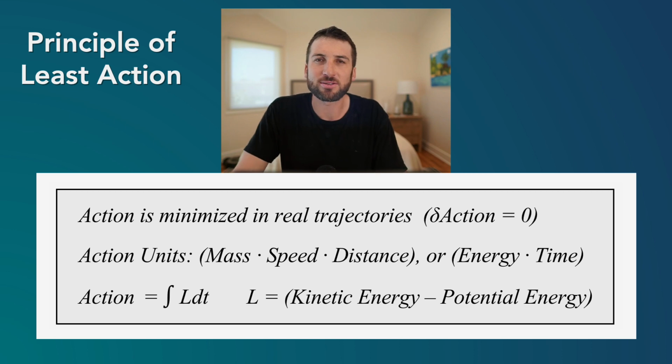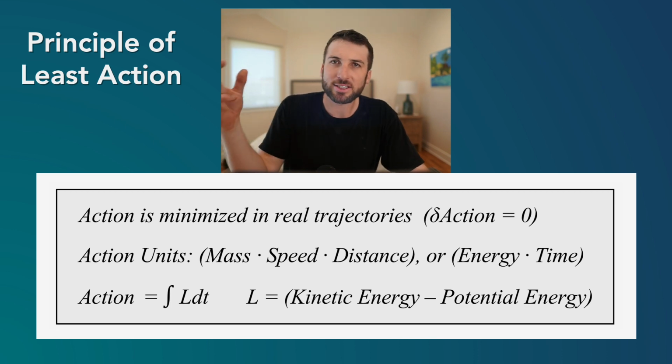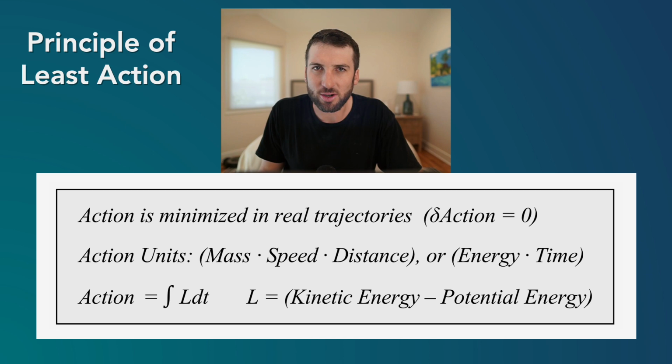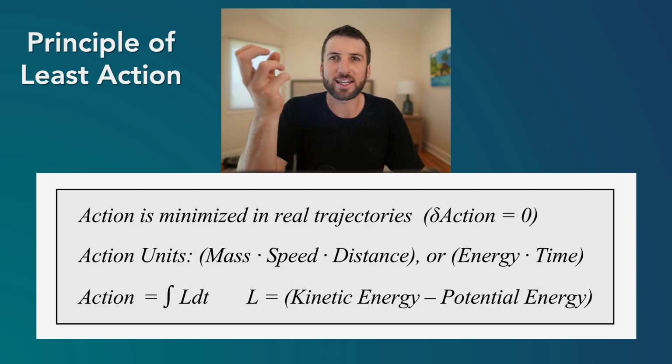Now, what's action? There's a more technical physics definition that we'll get into in a second, but the units of action can be thought of as mass, speed, and distance, or energy times time. So for example, for a given mass at a given speed, action is minimized when the distance is the least. So imagine there's an object flying at a given speed.